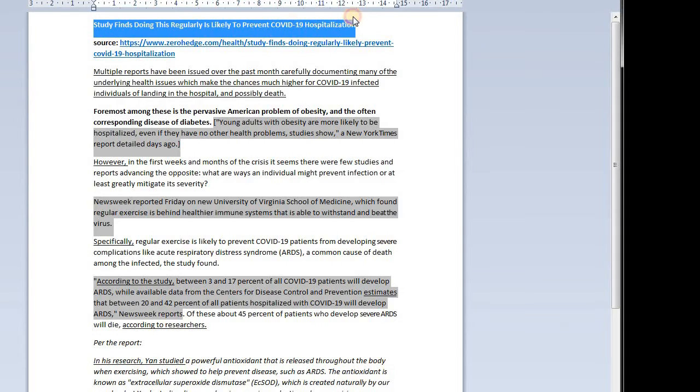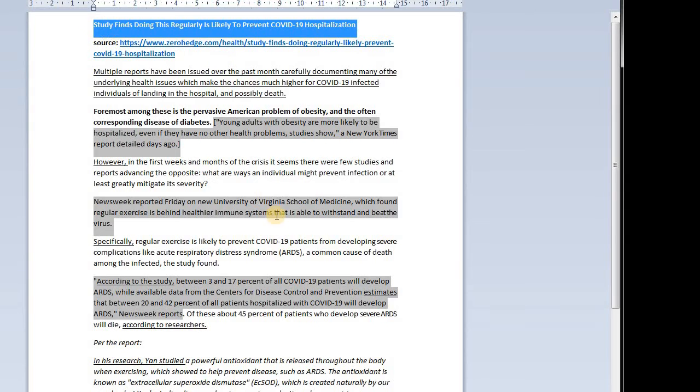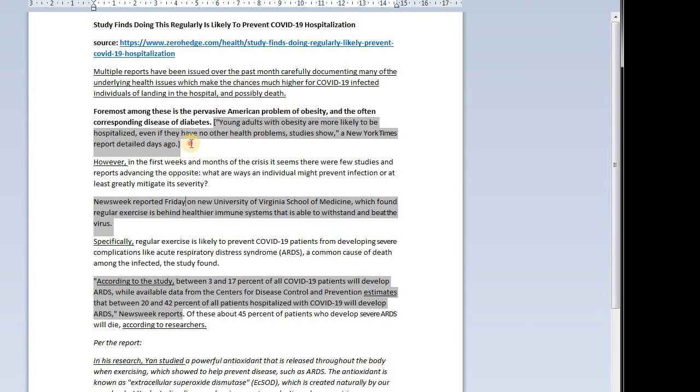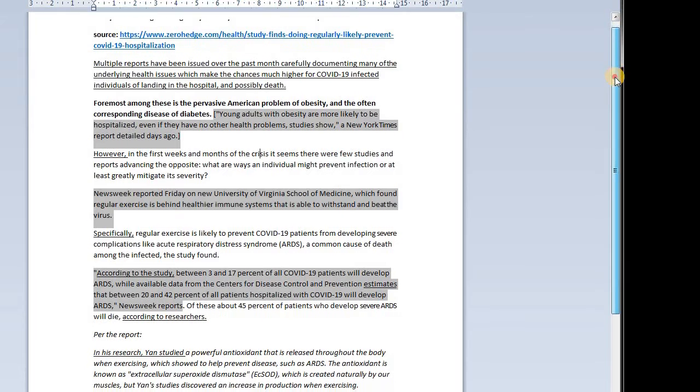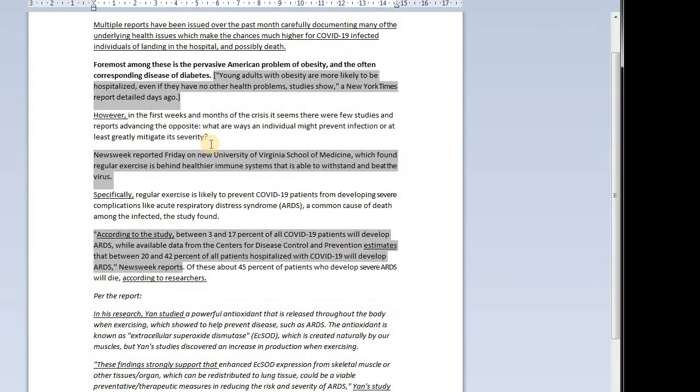This is the headline of the article. This is the source. You can go through the source, but I give you the entire article on our website, and you can download it. So, study finds doing this regularly is likely to prevent COVID-19 hospitalization. This article is about exercise and how exercise can help you prevent diseases like the virus, for example, that is mentioned in the headline.